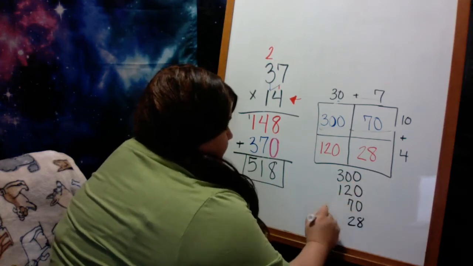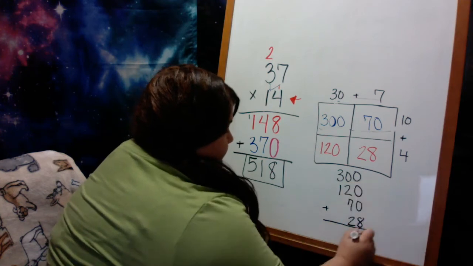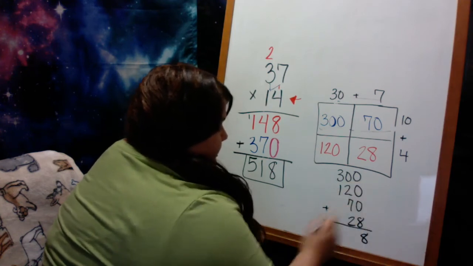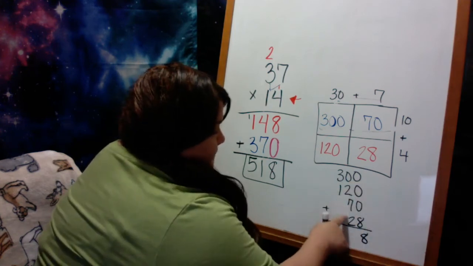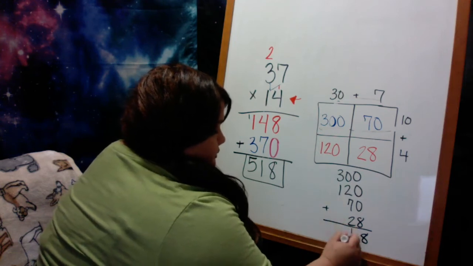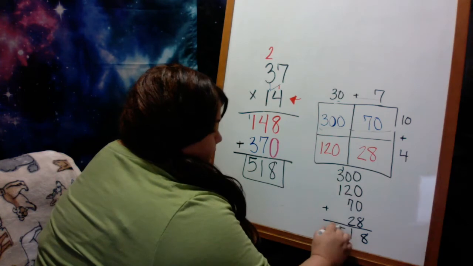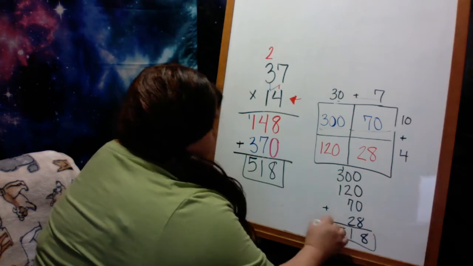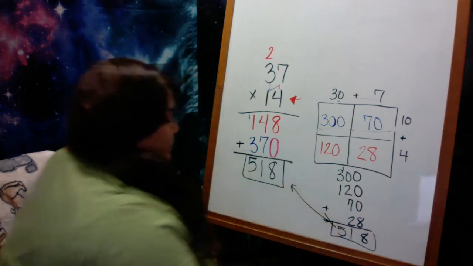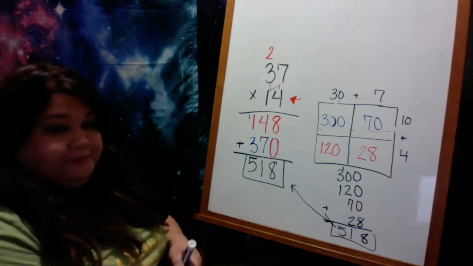So I lined up my 4 numbers, and now I add 8 plus a bunch of zeros equals 8. 2 plus 7 is 9. 9 plus 2 is 11. 1 and 3 make 4, and 4 and 1 make 5. So my answer, no matter which method I use, is going to be correct.